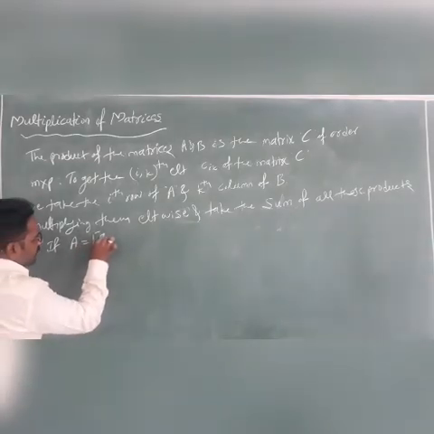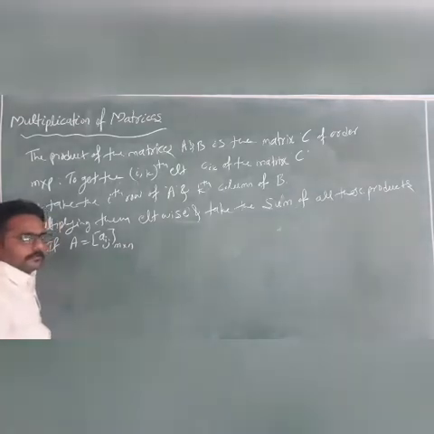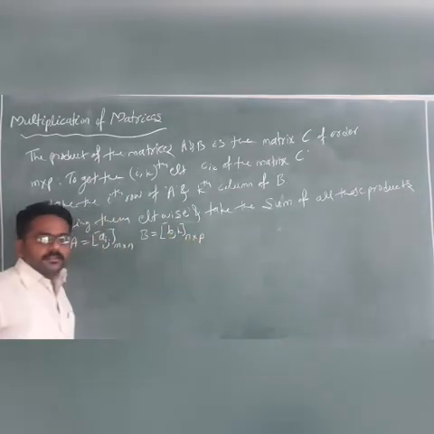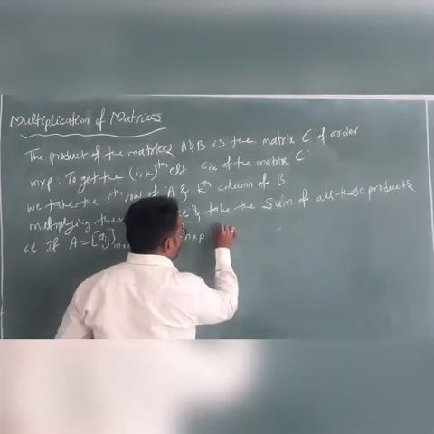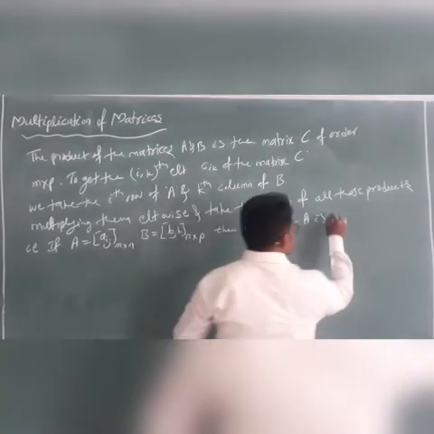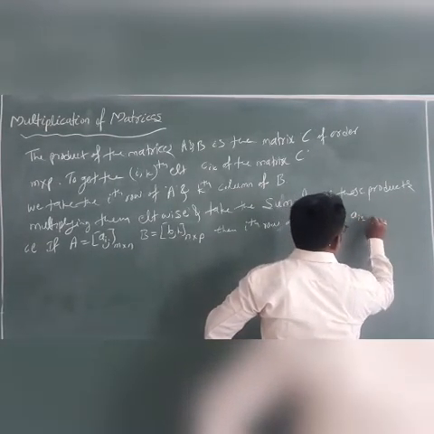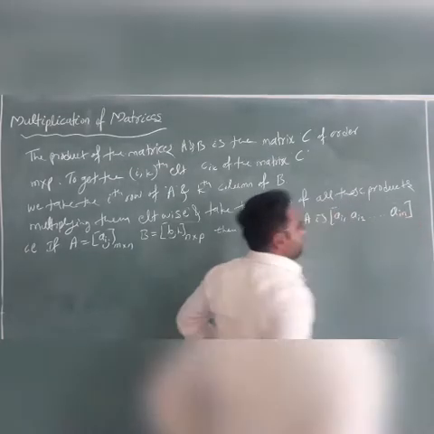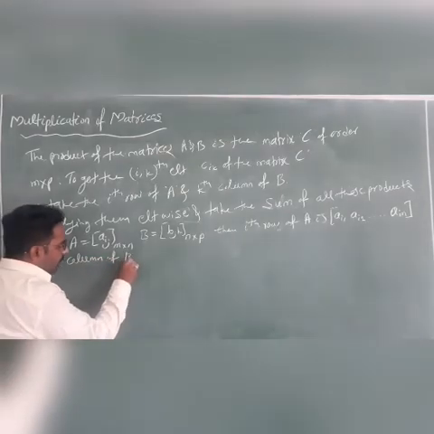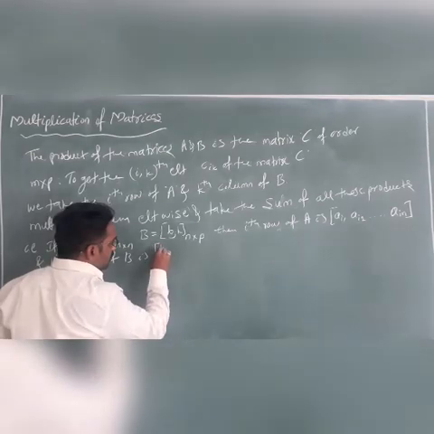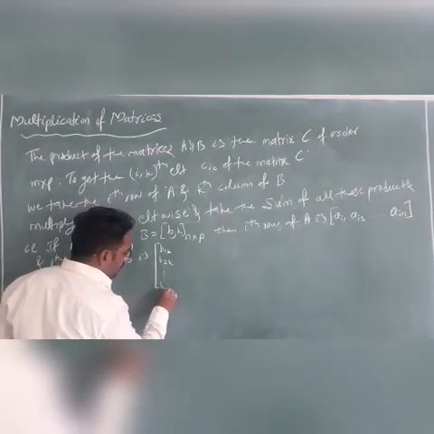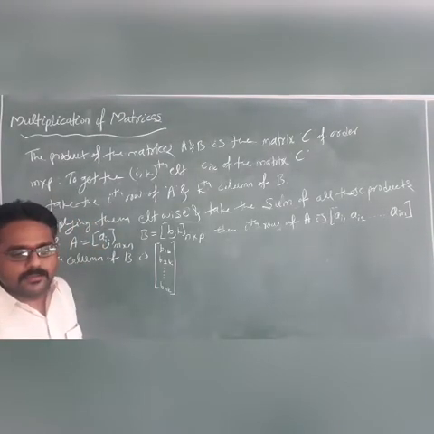if A equals Aij of the order M by N and B is another matrix Bjk of the order N cross P, then the ith row of A is Ai1, Ai2 to AiN, and the kth column of B is B1k, B2k, so on up to Bnk. Okay, got the point, students?